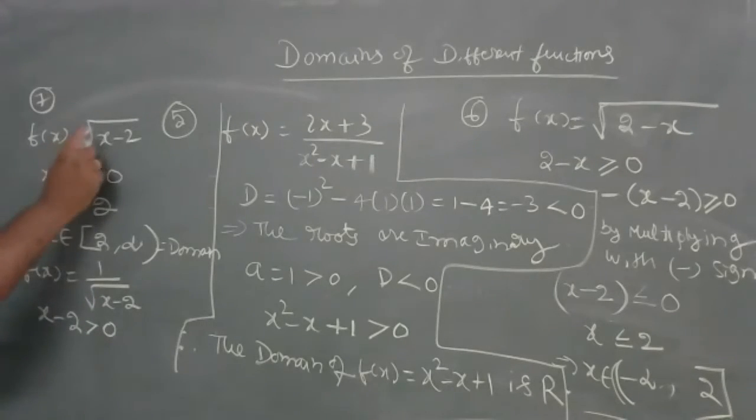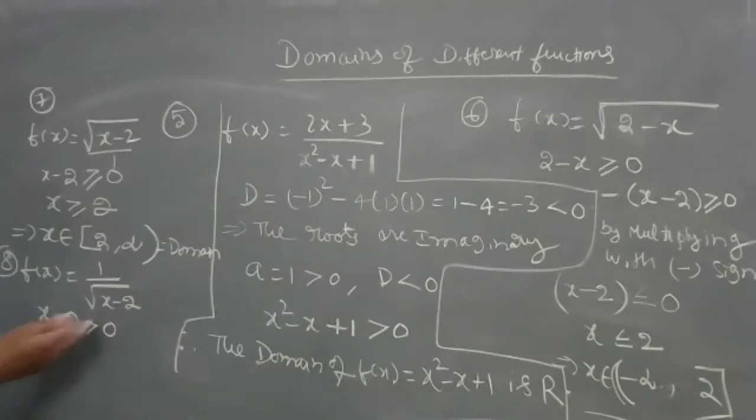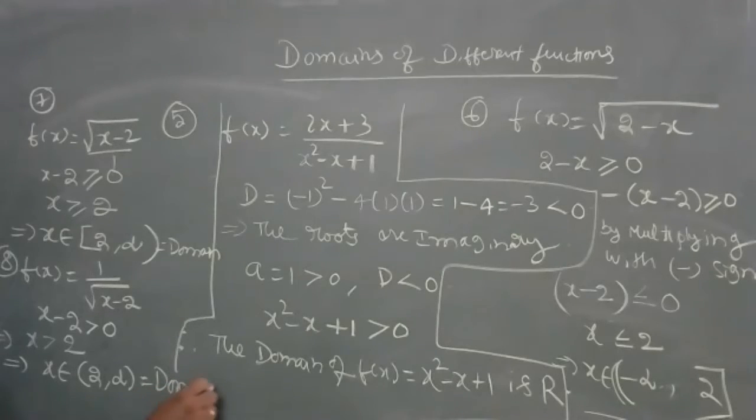If it is in the numerator, we can include it: x minus 2 is greater than or equal to 0, no problem. X is greater than or equal to 2, so x belongs to 2 to infinity. Therefore, here, my dear students, x is greater than 2 is what our values are. That means x belongs to the open interval 2 to infinity, which is our specified domain.